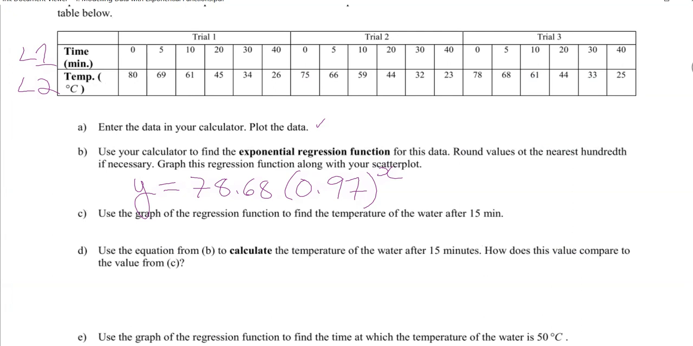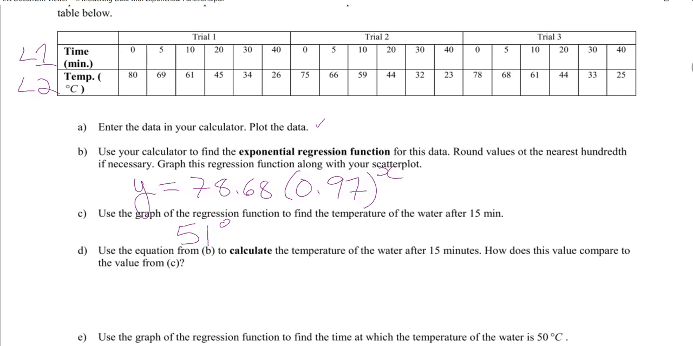Okay, use the graph to find the temperature: 51 degrees. Make sure you have degrees on here, right? There are units. Now you could write degrees Celsius, but the temperature up here is in Celsius, so that's cool, 51 degrees.